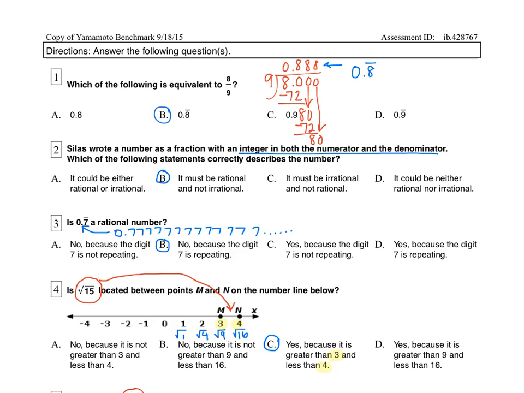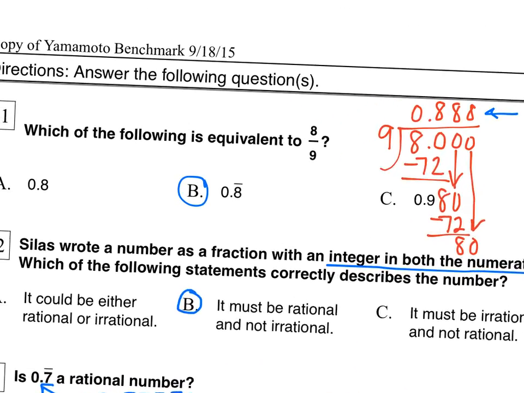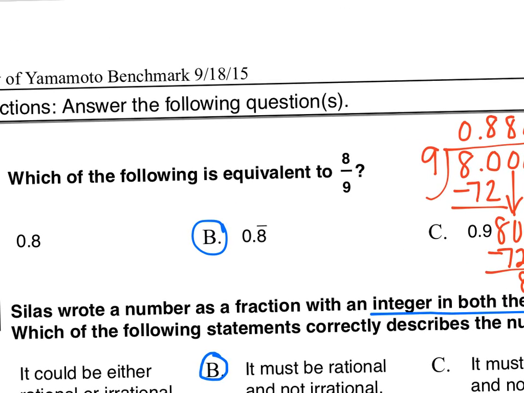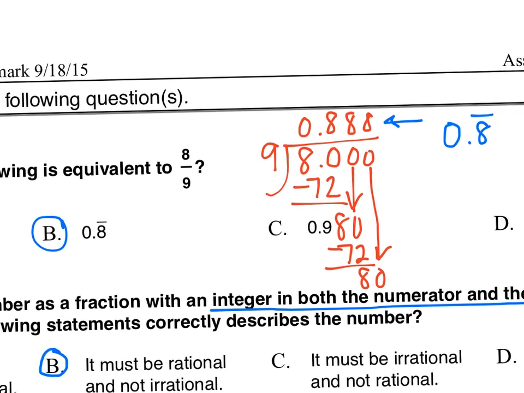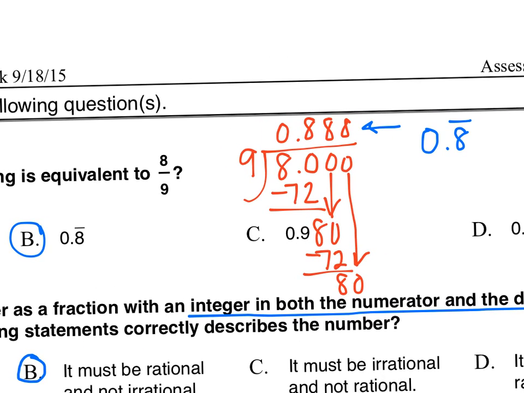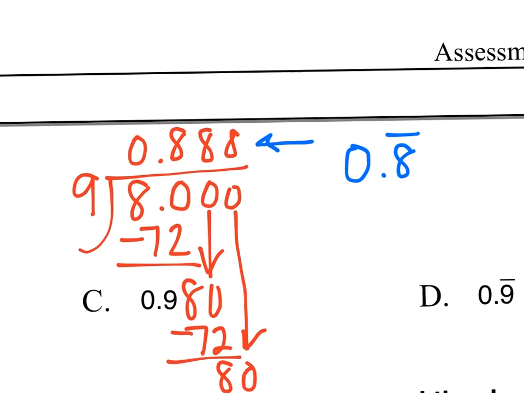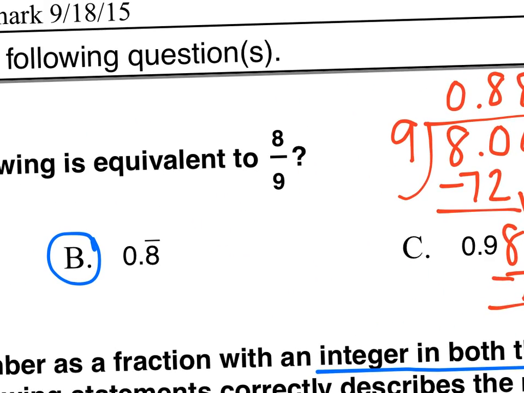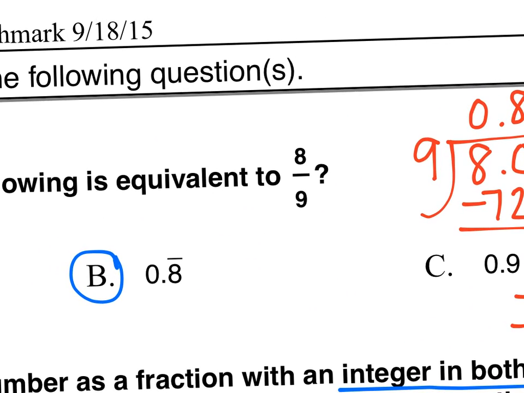For number 1, the question says, which of the following is equivalent to 8/9? So equivalent means equal. I take 8/9 and then convert it to a decimal. The 8 is repeating. So if the 8 is repeating, then my answer is 0.8 with a line over it.